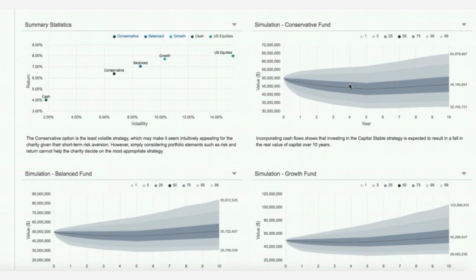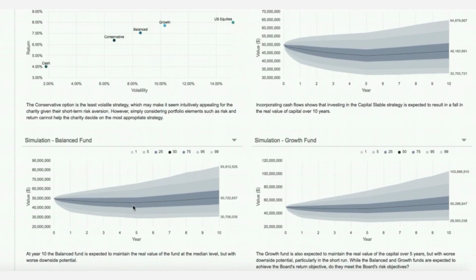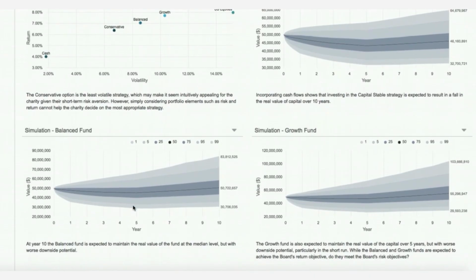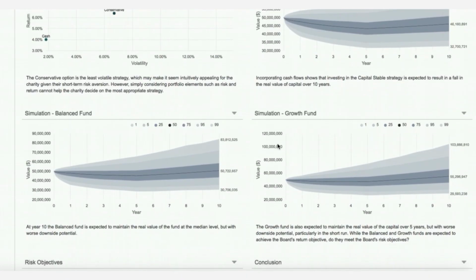Now, taking all of that into consideration, the conservative model shows that the real capital will decline over 10 years. The balanced fund, on the other hand, shows that capital will be maintained but with a greater downside potential. And the growth fund also is expected to maintain capital, but with a greater downside risk over the short term, which is something that we know the charity wants to avoid.